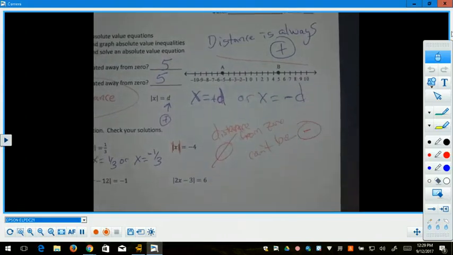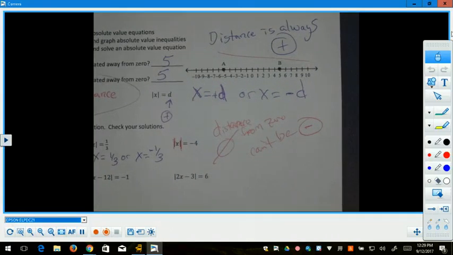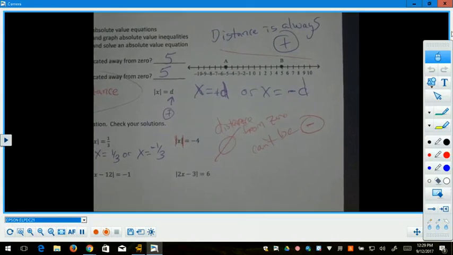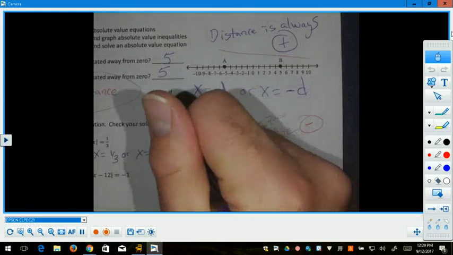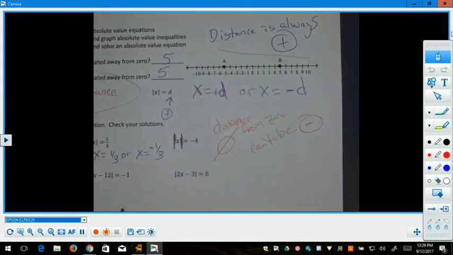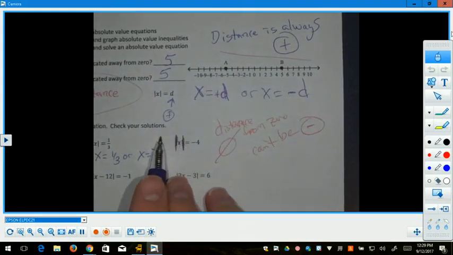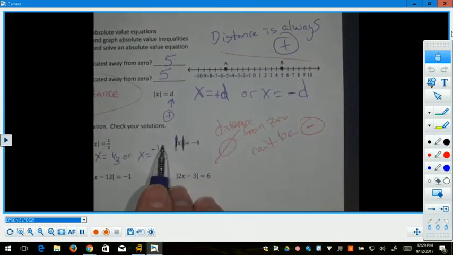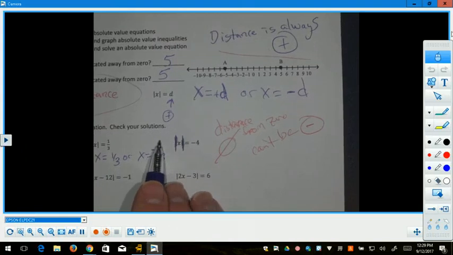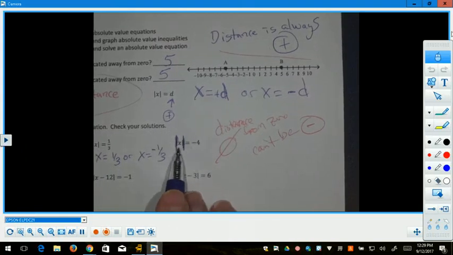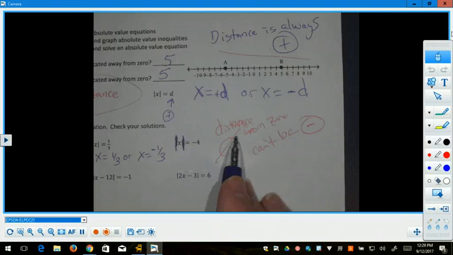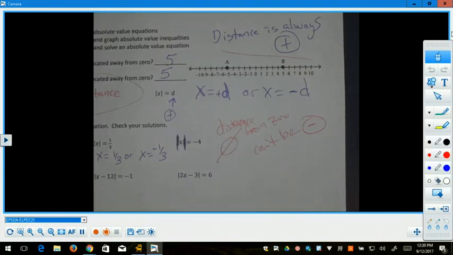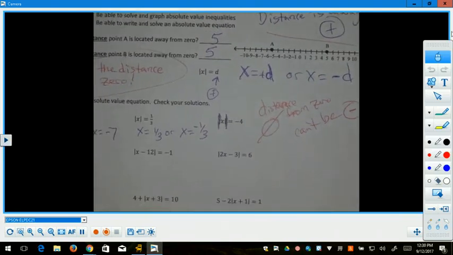Now, you're going to have some equations that you're going to look at and go, oh, that can't work. But notice that it's when we have the absolute value by itself. If you have the absolute value symbol by itself, if there's nothing else around it, no multiplication or division or addition or subtraction on the outside of it, that's when you can say, oh, the absolute value can't be negative, so that is no solution.